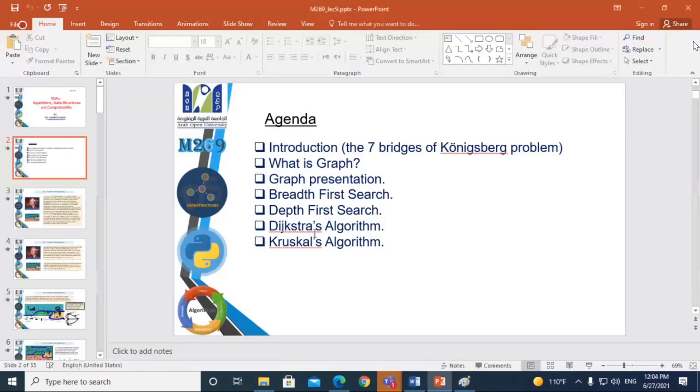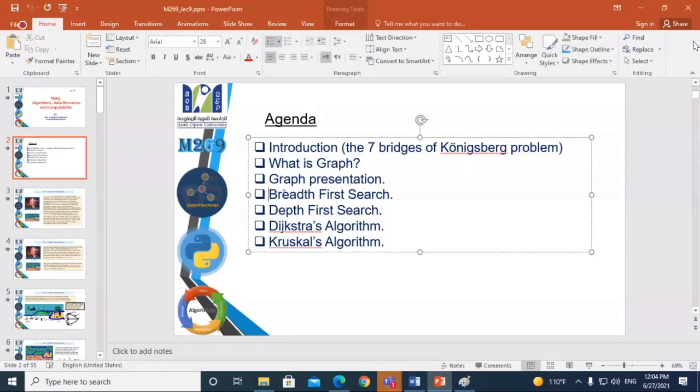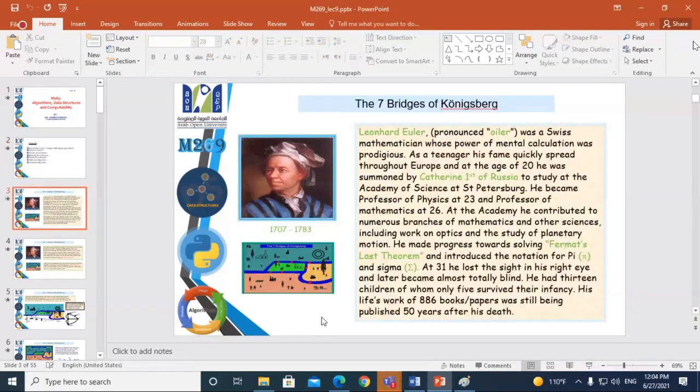And we'll come, inshallah, to see representation. We will see how we can search or read in another way. And we'll look at 2 very important algorithms, Dijkstra and Kruskal. So let's, bismillah, start.